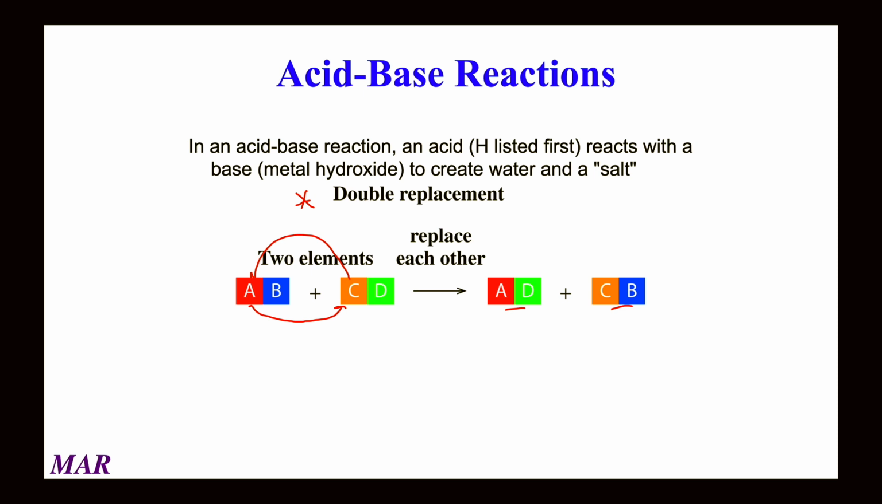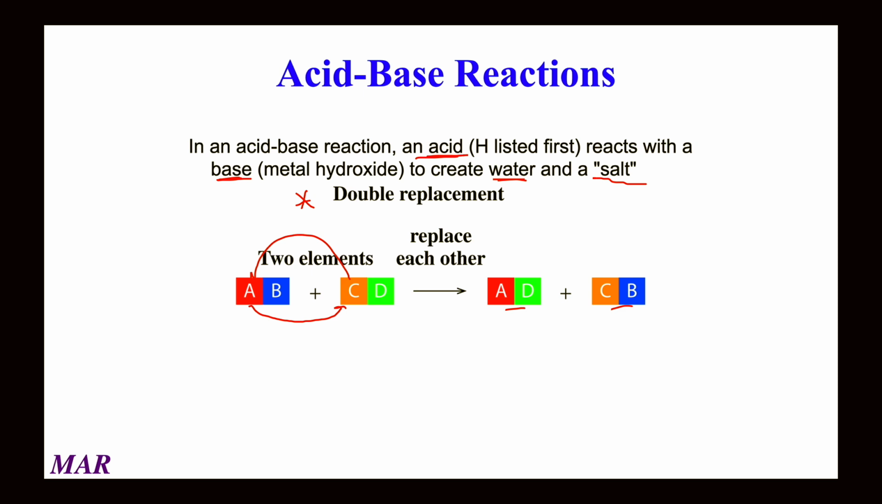So in these acid-base reactions, you must have an acid with the H listed first. You must have a base, a metal hydroxide, and the products will always be water, H2O or HOH, and then some kind of a salt, which is the metal from the base and the leftover part of the acid basically coming together.